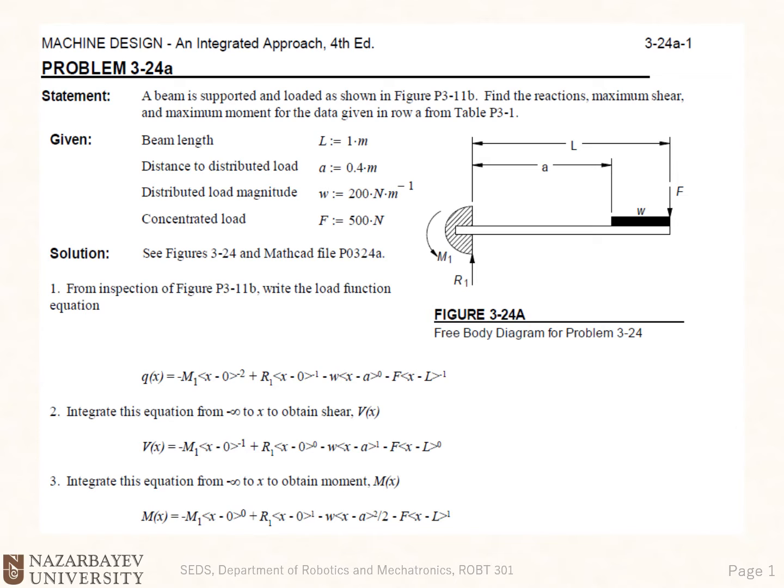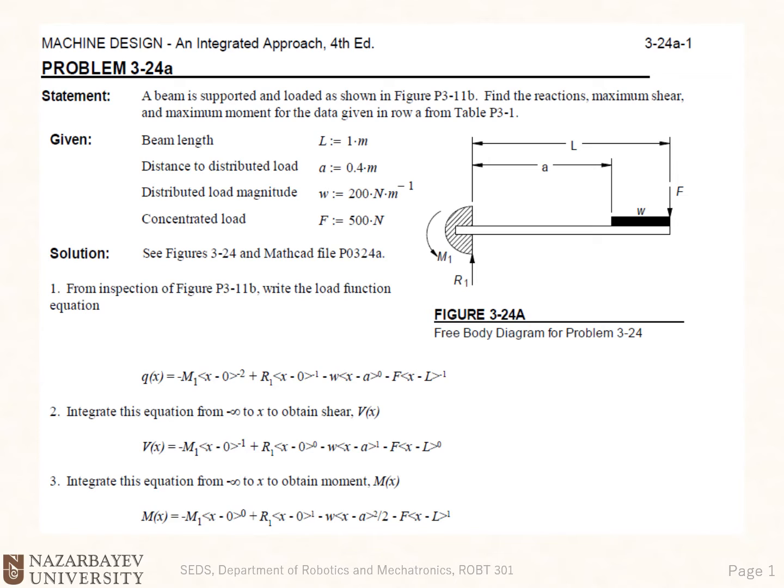The F, this force here, the capital F here, is the concentrated load. So the F and W, both of them are external loads, and R1 and M1 are internal loads or reaction forces. A and L are lengths. We have all of these informations here: L, A, W, and F. And what we want to do, we want to find the reactions, the maximum shear and the maximum moment.